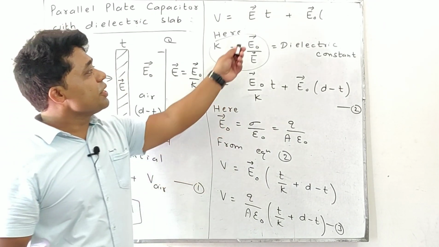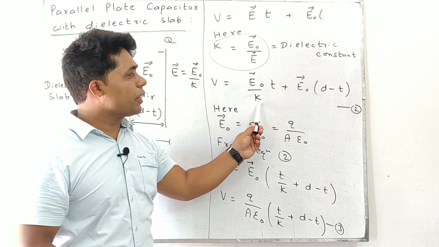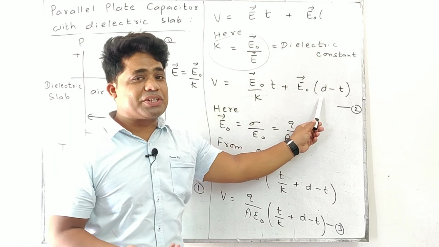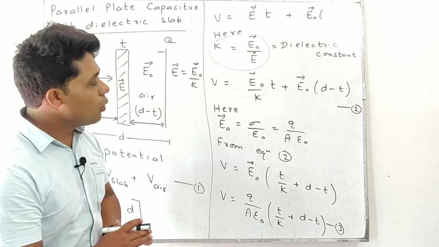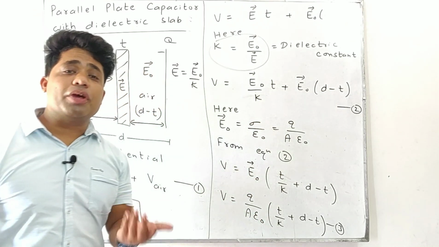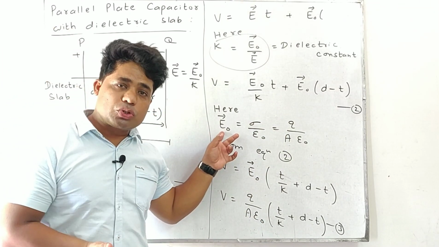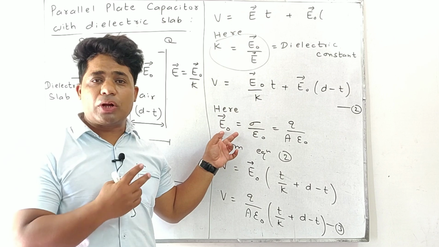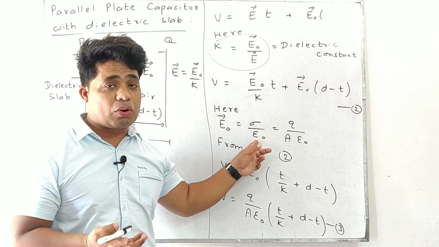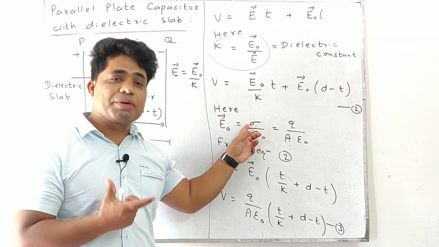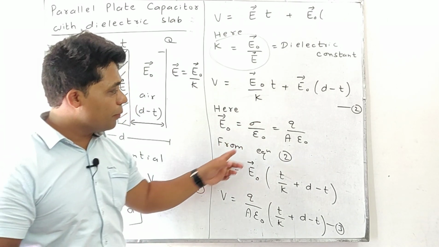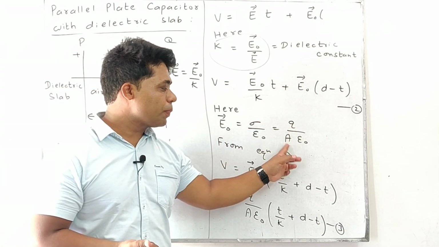So what we'll do, students? Instead, here I'm going to put E naught by K, T as it is, E naught into D minus T, those terms as it is. Equation number second. Now, students, we require E naught. E naught is the electric field of air. We did last time by Gauss theorem how much electric field is generated between two charged plates, as sigma by epsilon naught. And we know very well, sigma is called surface charge density. Charge per unit area, having formula Q by A.